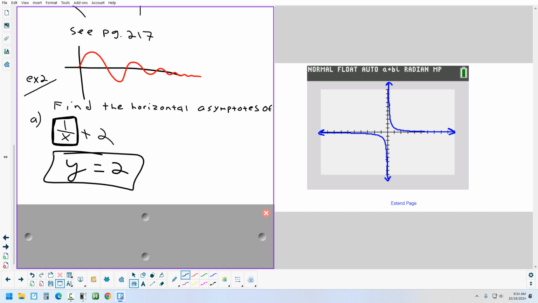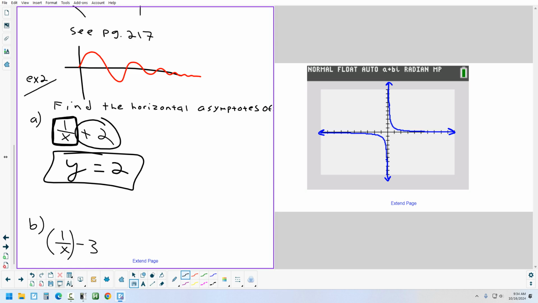Now, if you check what happens as x heads in the negative direction, like if you do 1 over negative a million, that's going to be a number that's very, very close to 0, but negative. So when you add 2 to an extremely small negative number, you get something like 1.999999999. It's still getting very close to 2, just coming up from the bottom rather than coming down from the top. So it's really just like that graph, except it's shifted up vertically 2 units.